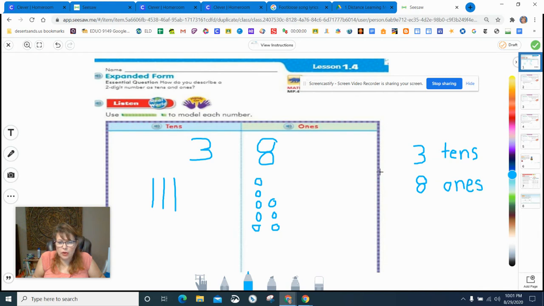Now, so far we have the standard form, the picture, and then the number and words. But today we're going to learn about the expanded form. Expanded form is like a number sentence. So if we have 3 tens, we count by tens. 10, 20, 30, and what we hear is what we write. So we say 30.